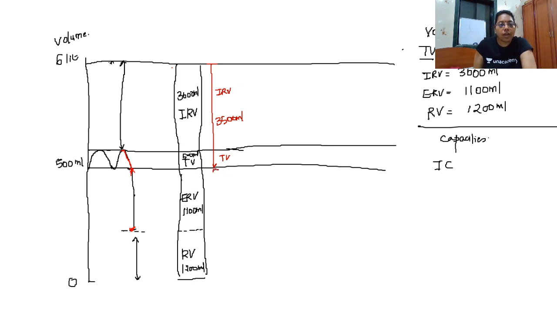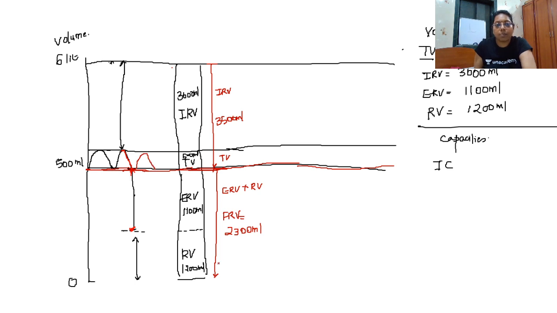Then we have something called functional residual volume. Functional residual volume is the volume of the air that remains in the lung after normal expiration. So if you see this diagram carefully, functional residual capacity, which is a combination of ERV plus RV, is approximately 2300 ml. This is the amount of the air that remains inside the lung at any given stage and which cannot be expelled out. And this is a point from where the lung starts inhaling and exhaling.